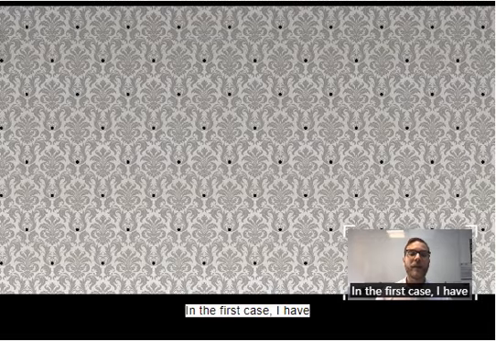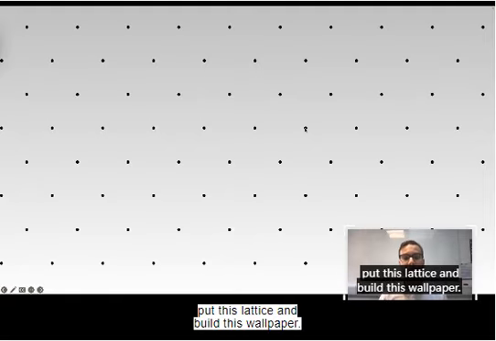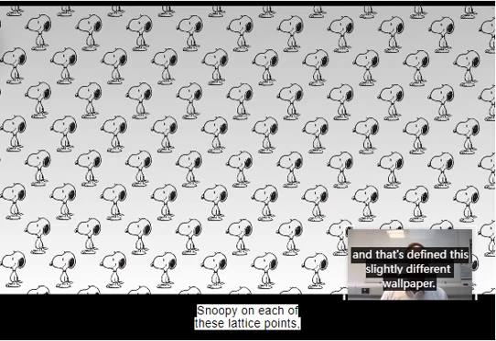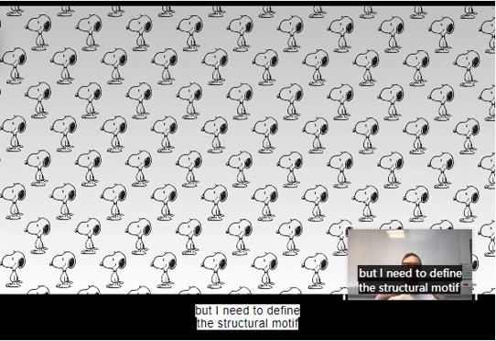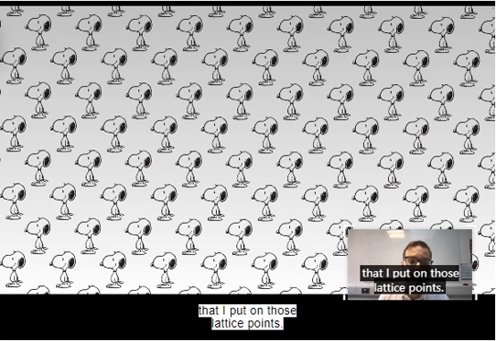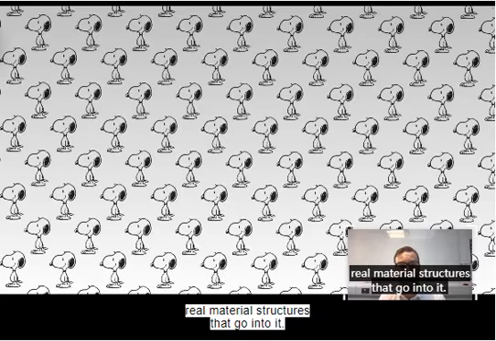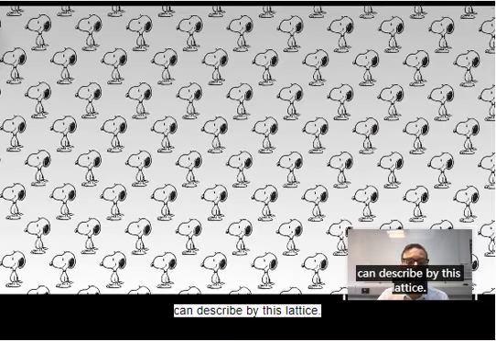So in the first case, I have this sort of floral ferny type motif that I put on this lattice and build this wallpaper. And in the second one, I've put Snoopy on each of these lattice points, and that's defined this slightly different wallpaper. So when I'm building this overall structure, not only do I need to define my lattice, but I need to define the structural motif that I put on those lattice points. And this is going to become very important when we consider crystallography and when we consider our real material structures that go into it. So generally, anything that has this sort of translational periodicity, we can describe by this lattice.